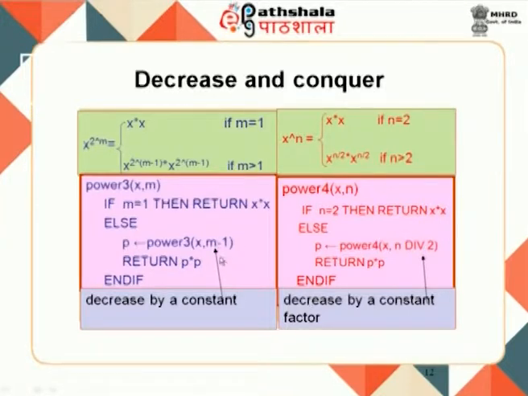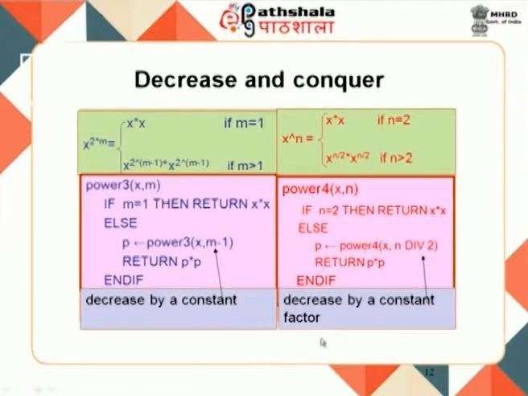When will you end this algorithm? When m becomes 1. So, if m is equal to 1, you will return this. So, this whole thing, the last call will return 1, I mean x into x, and then you will call again and again and again. So, this is how the problem is done.